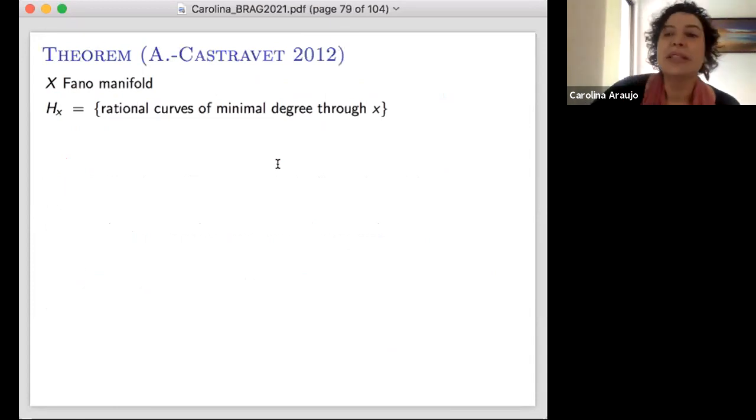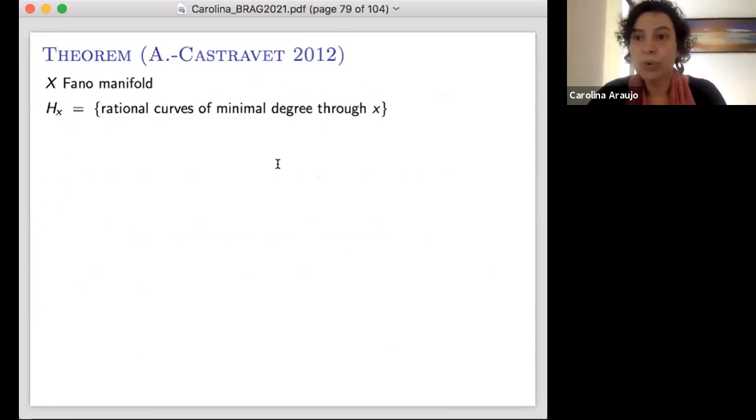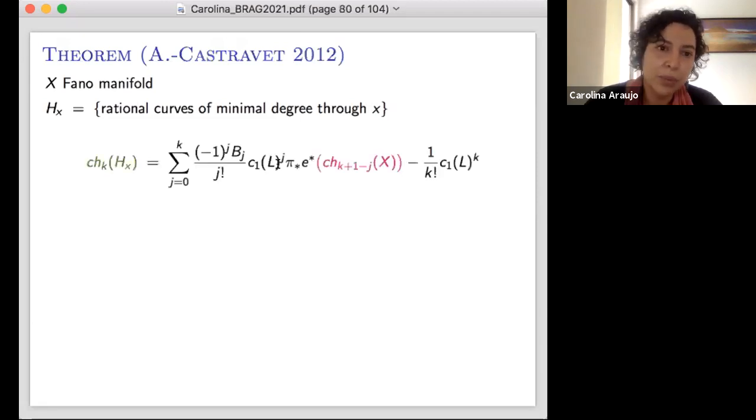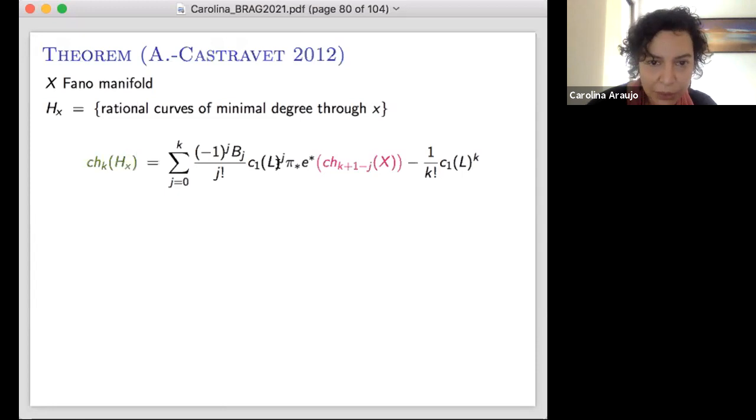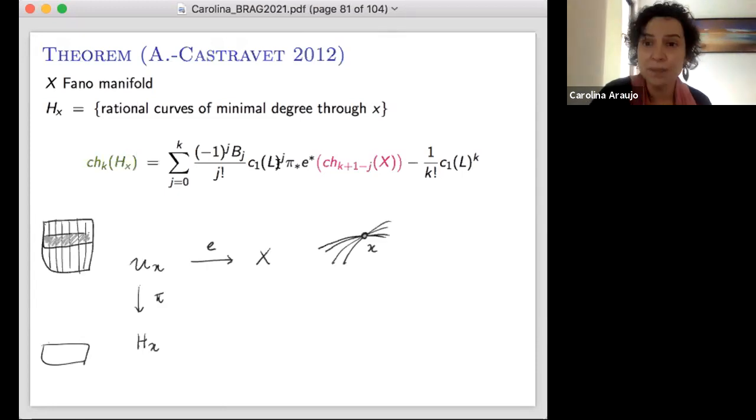Okay, but now let me tell you what has been our approach to study these 2-Fano manifolds. As I said, what we have been doing is to look at the rational curves of minimal degree through X. The first thing that we have done is to understand the tangent bundle of H_X. The first thing we did is to compute all the Chern characters of H_X in terms of that of X. So let me fix the notation.